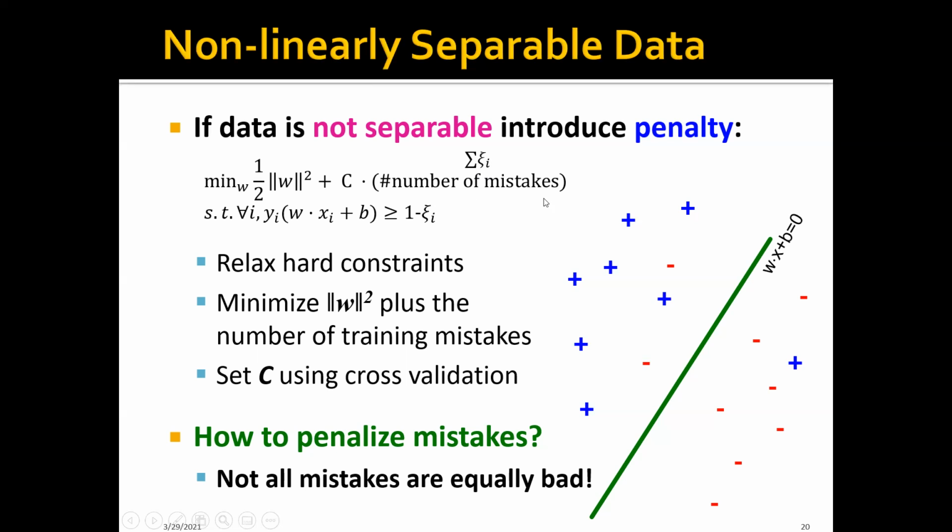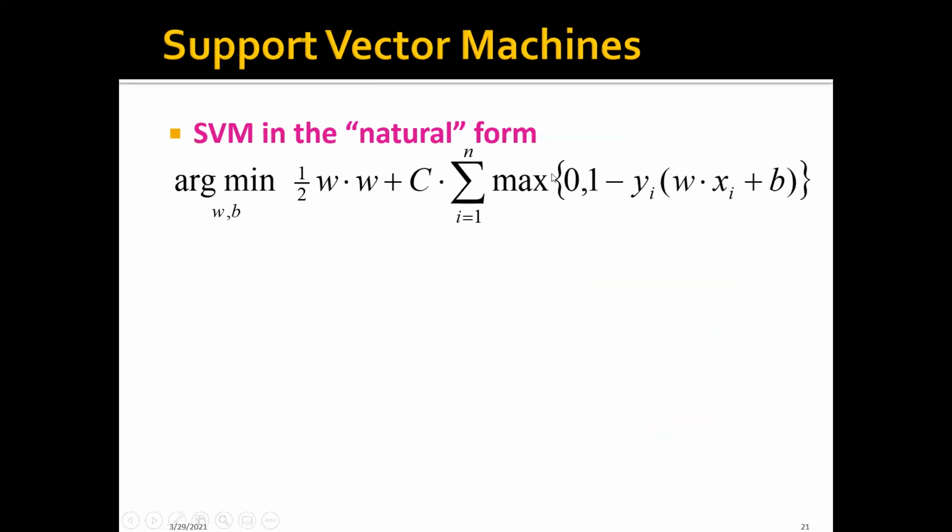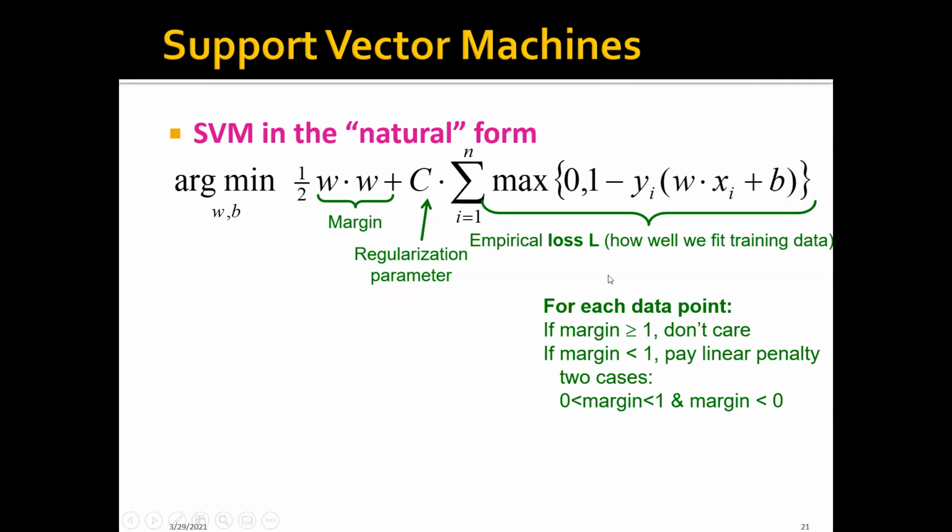So basically, we'll replace the number of mistakes with the sum of the ξ. We can then rewrite the optimization problem in the natural form as we see in this equation here. The first term is the same as before, and the second is just some linear algebra manipulation. So this is still the margin of our model, and C is the regularization hyperparameter that we can tune using the validation set. And this penalty term is the empirical loss. It says how well we fit the training data.